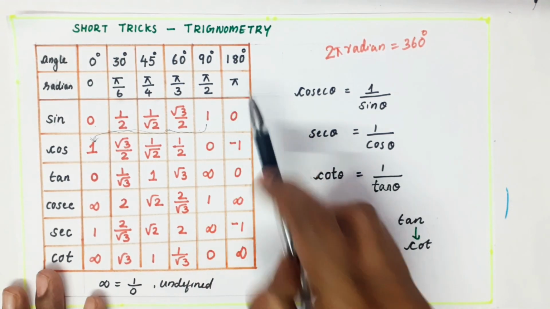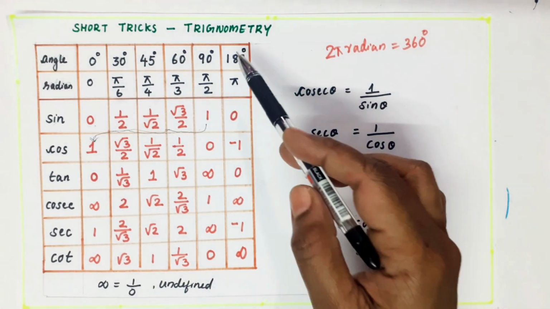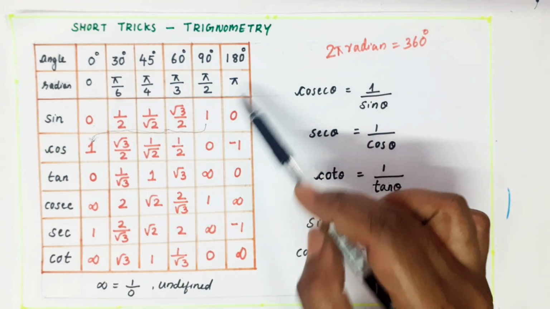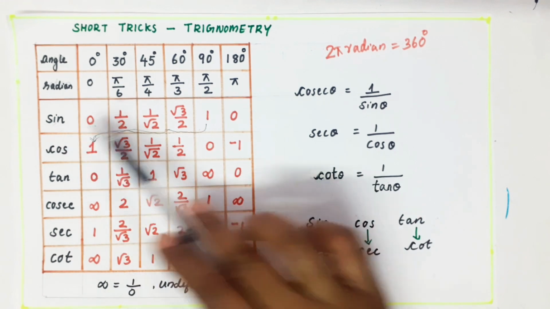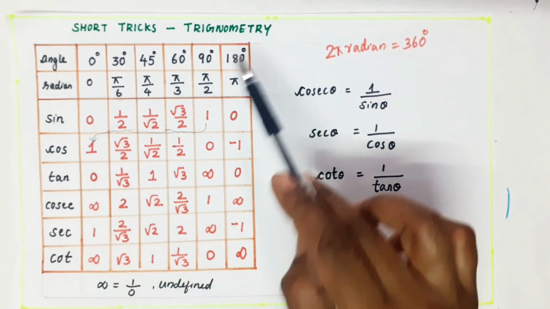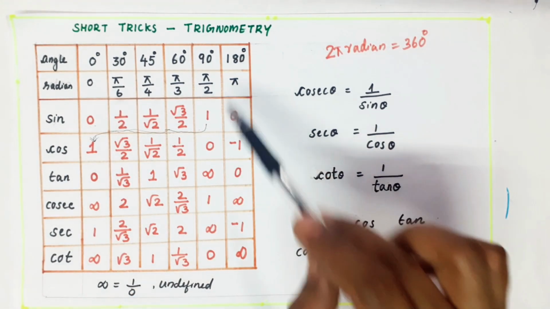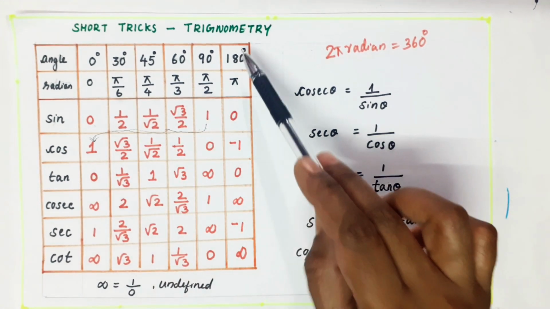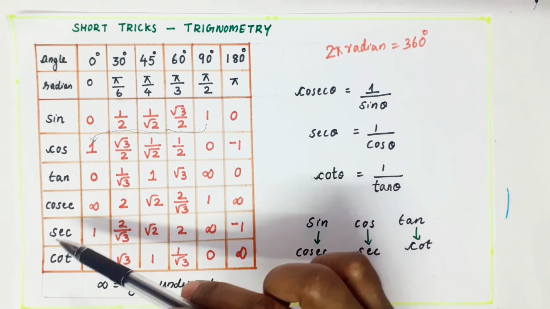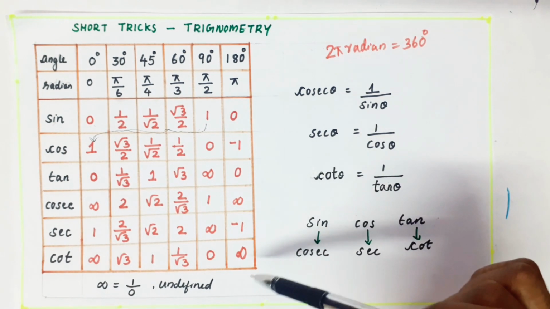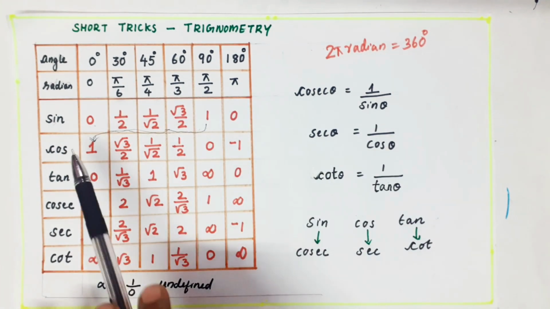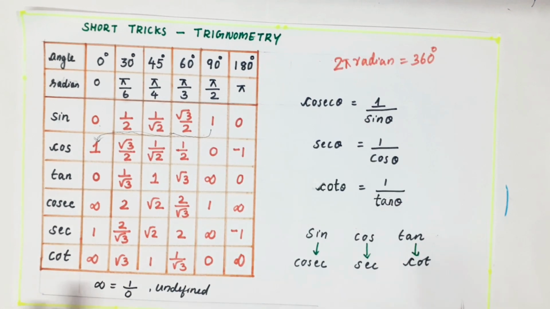So for physics case you have to remember the values: sin 0 is 0, cos 0 is 1, and for 180, sin 180 is 0, cos 180 is minus 1, tan 180 is 0, cosec 180 is infinity, sec 180 is minus 1, cot 180 is infinity. So with the first 5 columns, you can find any other things.